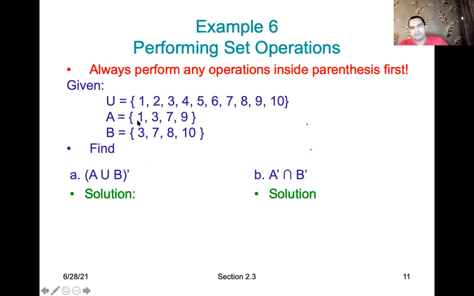So first we find out A union B. So let's say A union B here will be 1, 3. So 3 is twice, you write this once. 7, 8, 9, and 10. So that's your A union B.